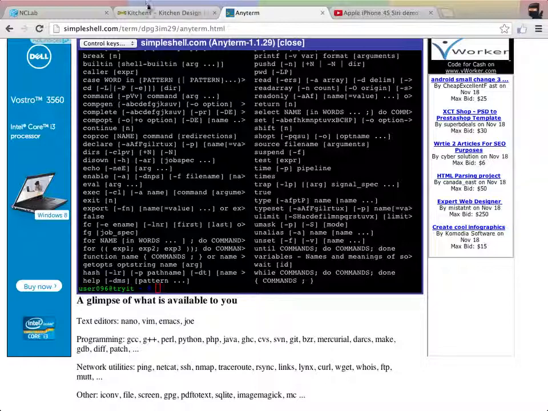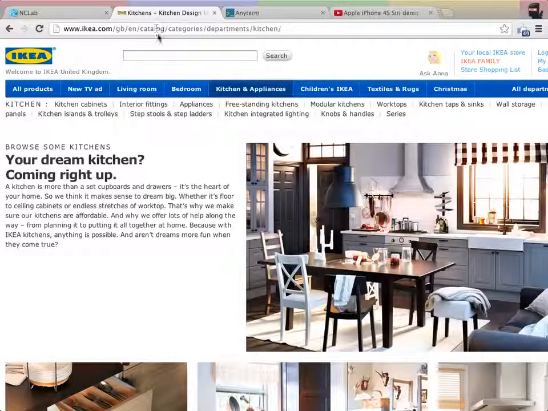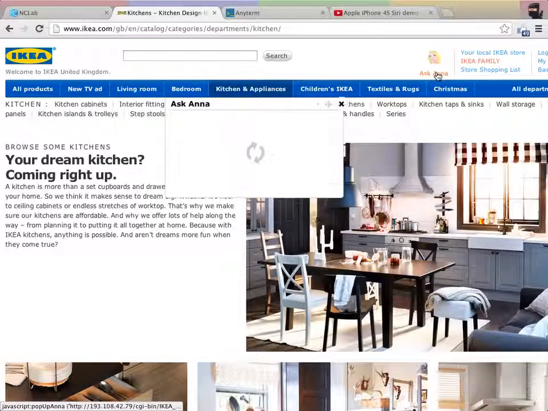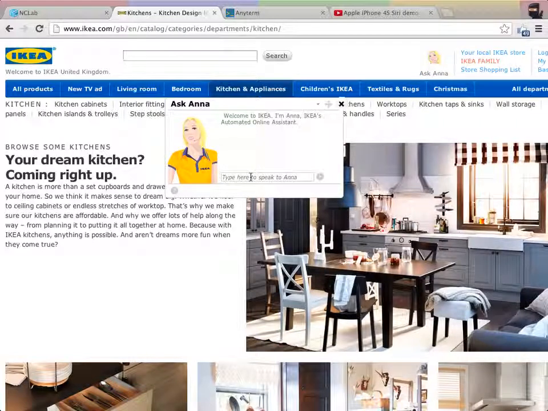The next approach I'd like you to look at is this Ask Anna, which is found at the IKEA home site. I think this is really interesting. It's an automated assistant, but actually it's a natural language processing system. So you can ask Anna questions like, hello, how are you doing? And you can expect her to reply in an intelligent way.